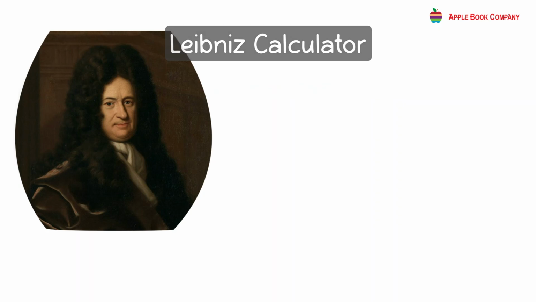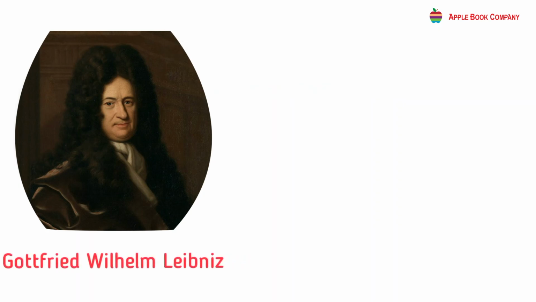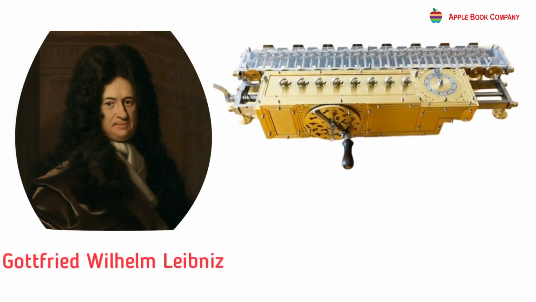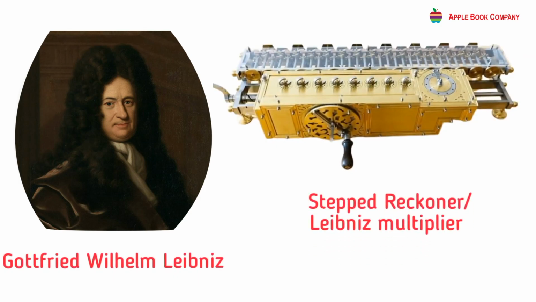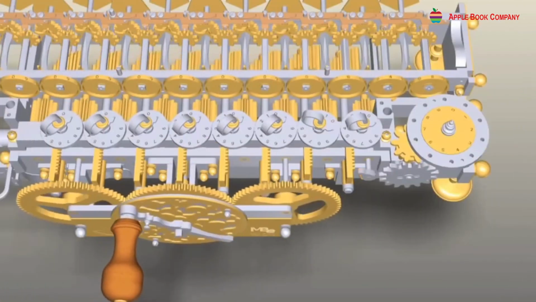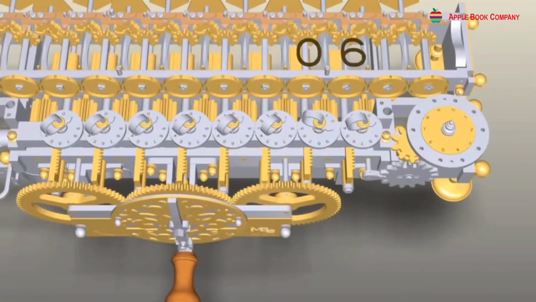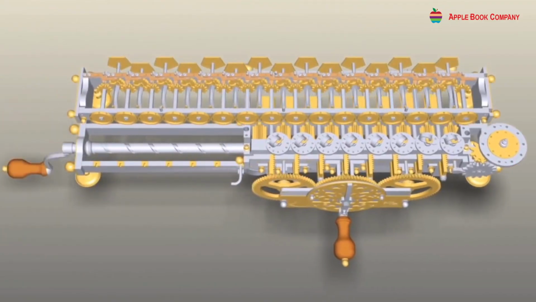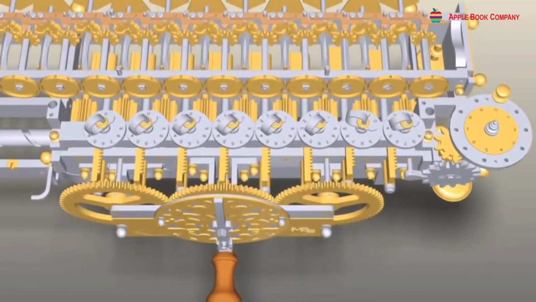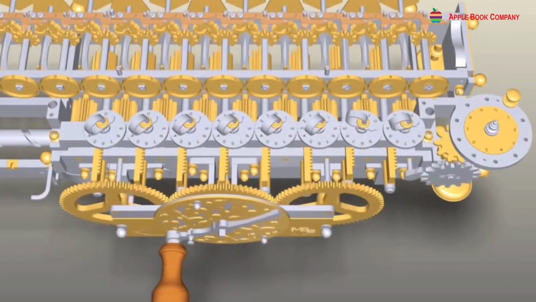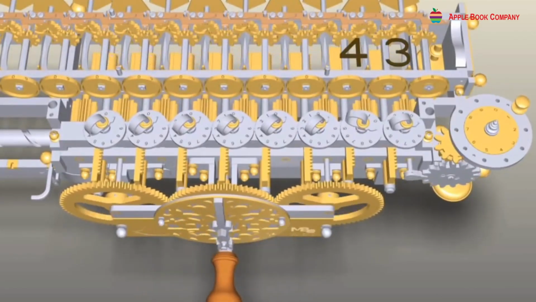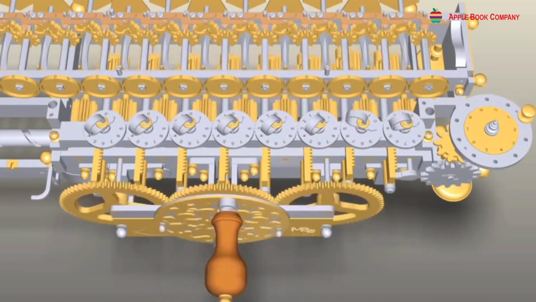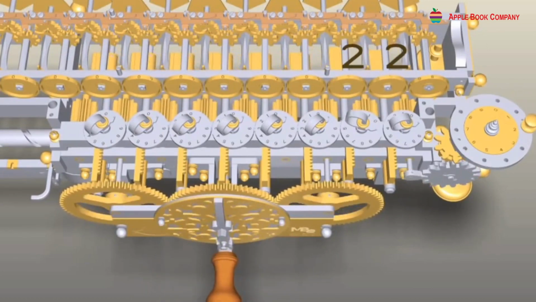Leibniz's calculator. Gottfried Wilhelm Leibniz, a German mathematician, improved upon Pascal's design. In 1673, he invented Leibniz's calculator, which could perform addition, subtraction, multiplication, and division. This was a significant advancement because it automated more complex mathematical operations. Leibniz's invention laid the groundwork for future mechanical calculators and computing devices.